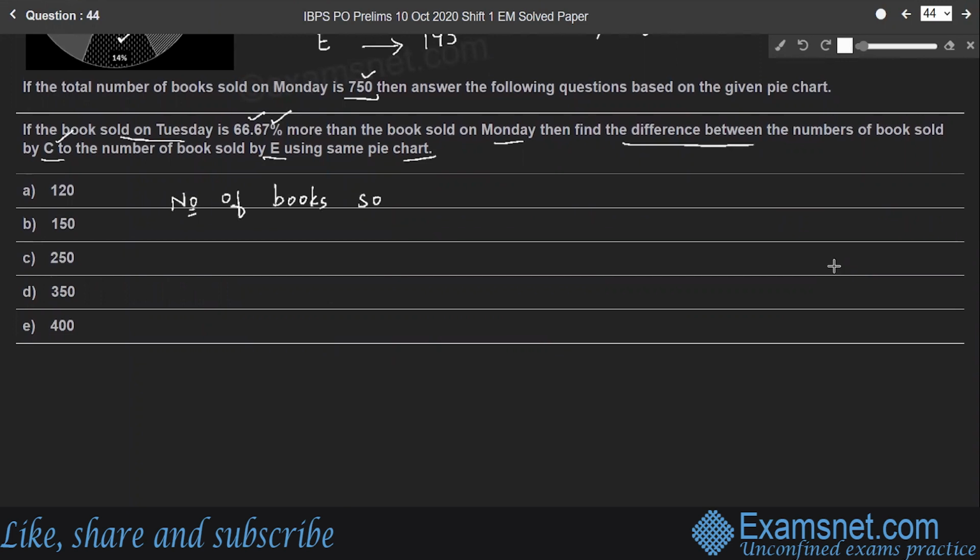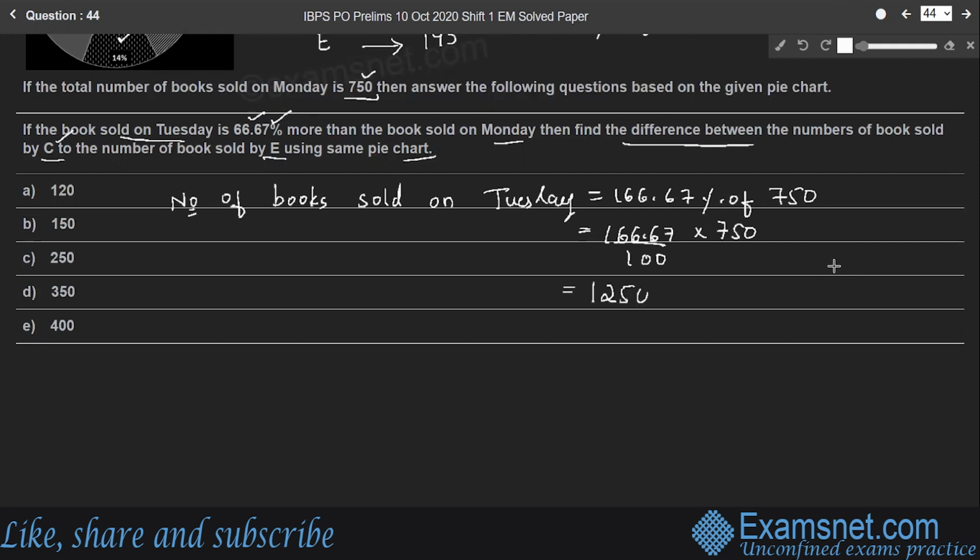Number of books sold on Tuesday is 166.67% of 750, right? So 166.67 by 100 into 750. You will get 1250 is the number of books sold on Tuesday.